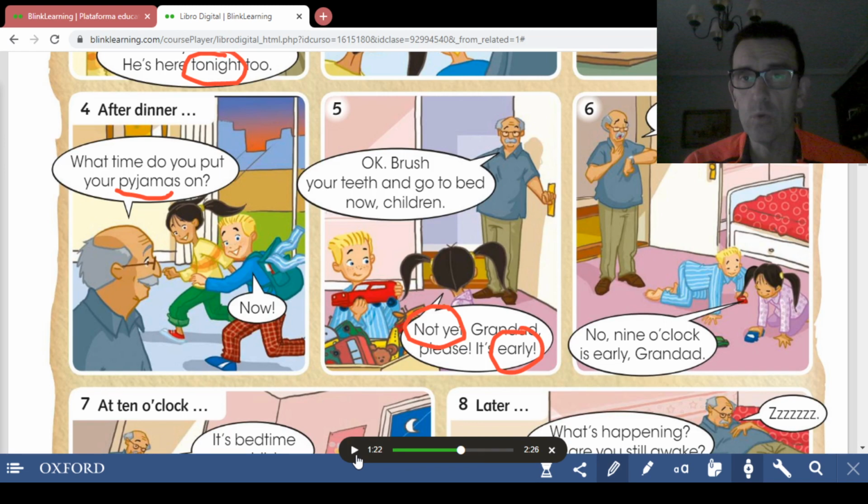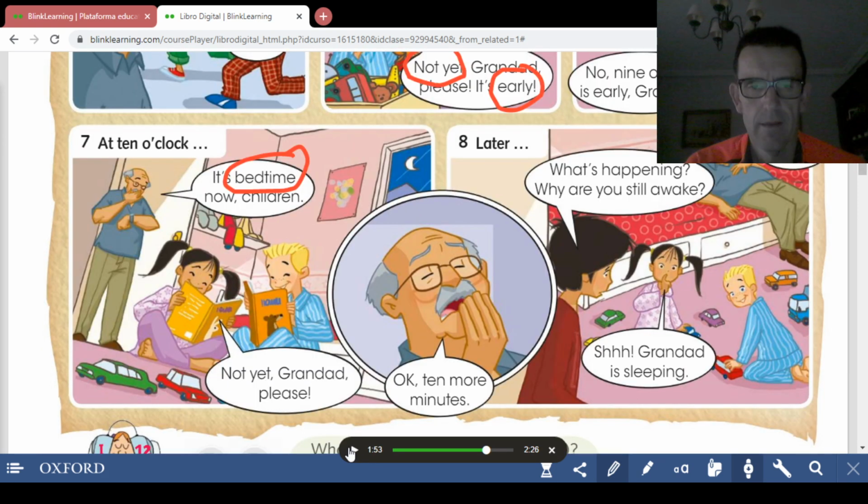Dice, perfecto, 10 minutos más. Okay, 10 more minutes. O 5 more minutes. O 3 more minutes. Minutes. And finally, later.